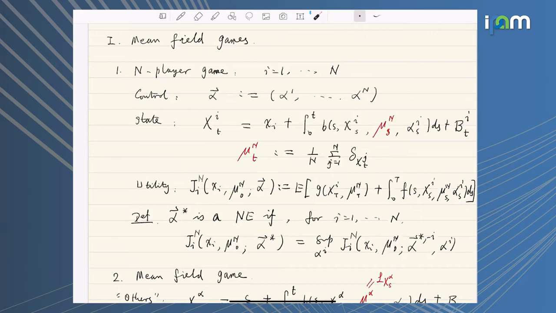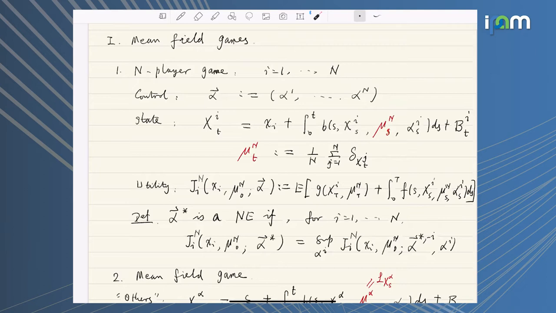It's the standard setting for mean field games. For this audience, this should be more or less standard, so let me go over it very quickly, mainly for the notations. Let's consider the N player game. We have i from 1 to N, and the controls alpha will be alpha 1 to alpha N. Each player i has a state process X^i_t. Of course it depends on the controls alpha, but for notational simplicity I'm not writing that here. It has an individual noise, an independent Brownian motion, and depends on his individual control. And the main feature, which is standard now for the mean field framework, is that it depends on the empirical measure mu^N.